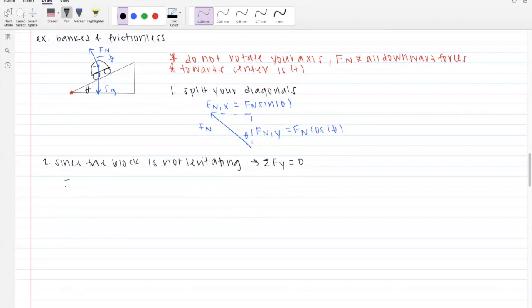So that means that F_N in the y direction, this component, minus F_g, because it's pointed downwards, is equal to Fn cosine theta minus Fg, which is equal to 0. So your normal force is going to be equal to your gravitational force over cosine theta.